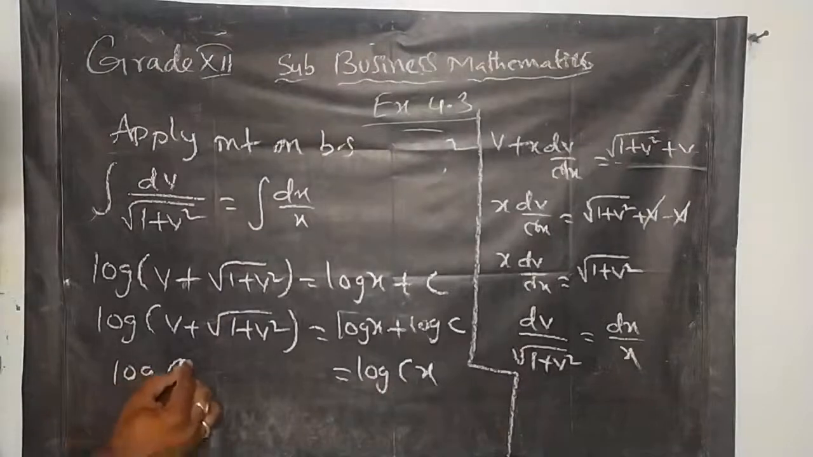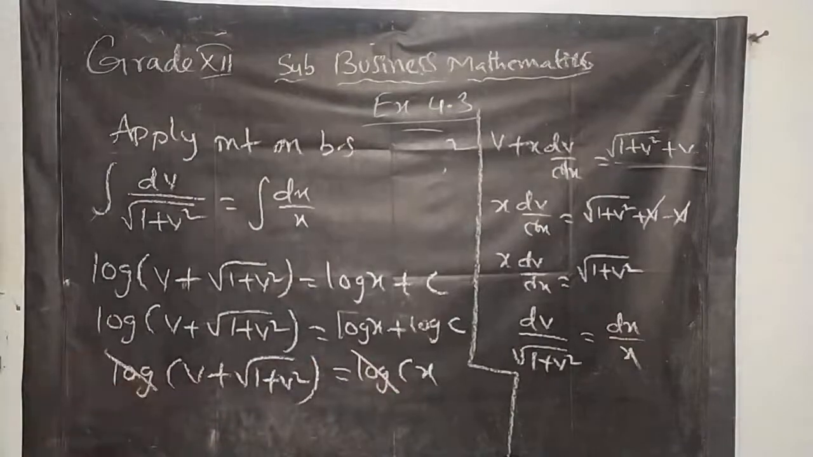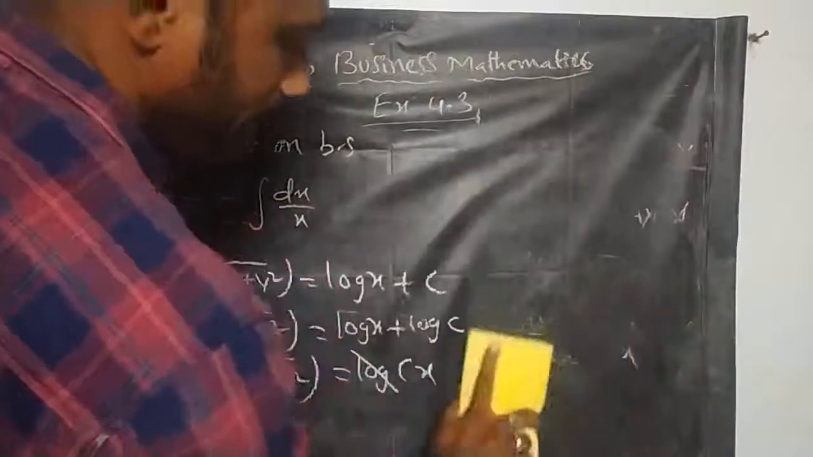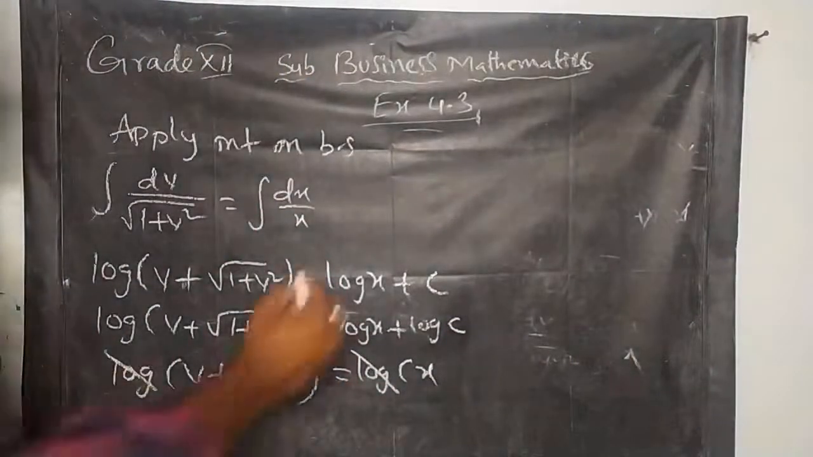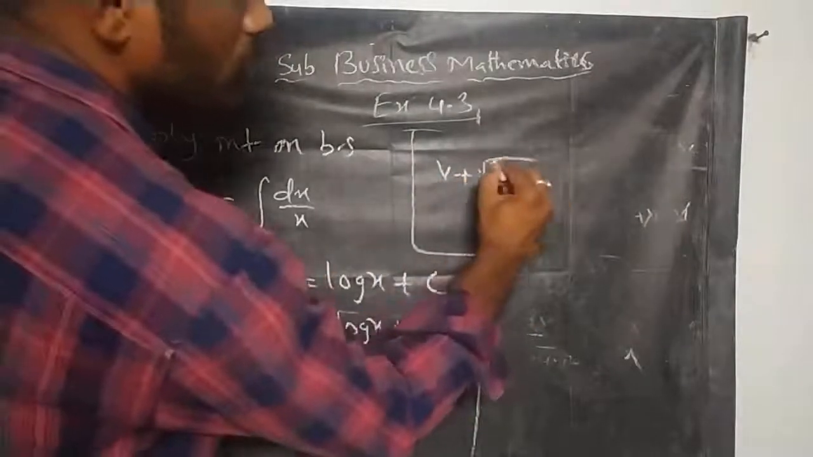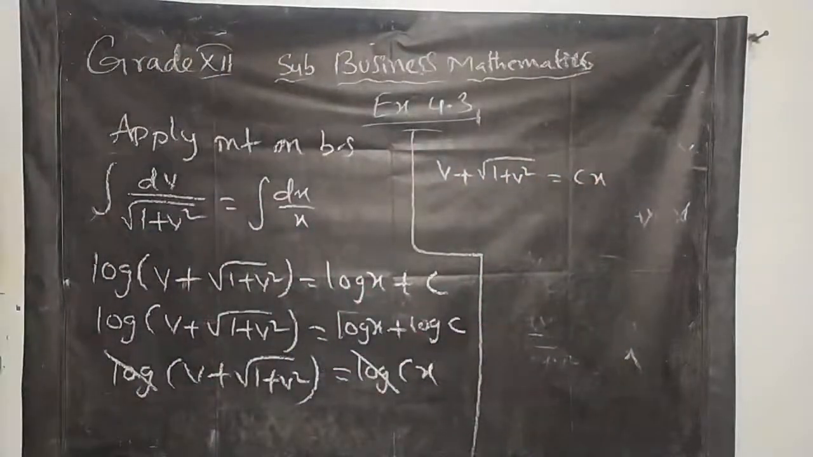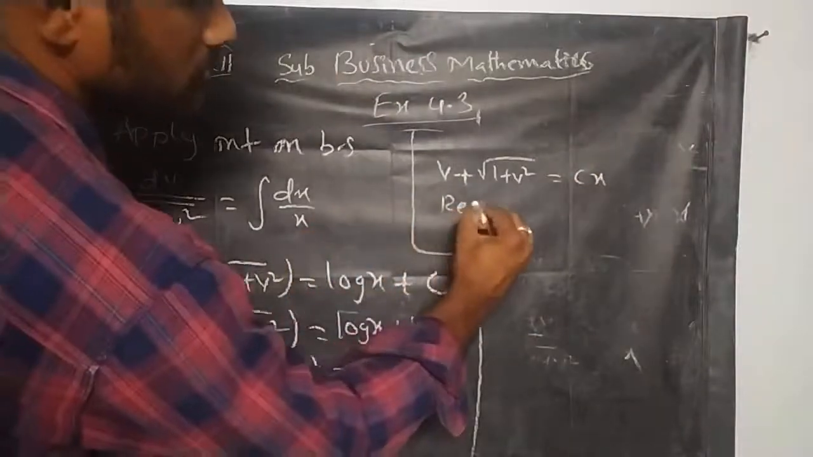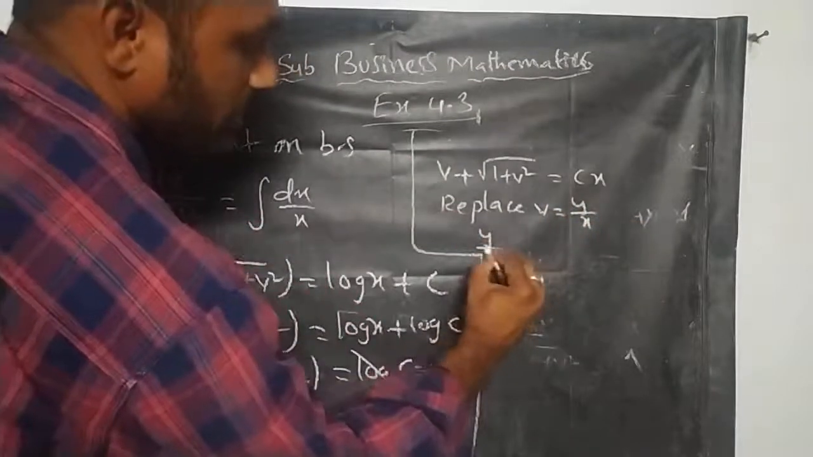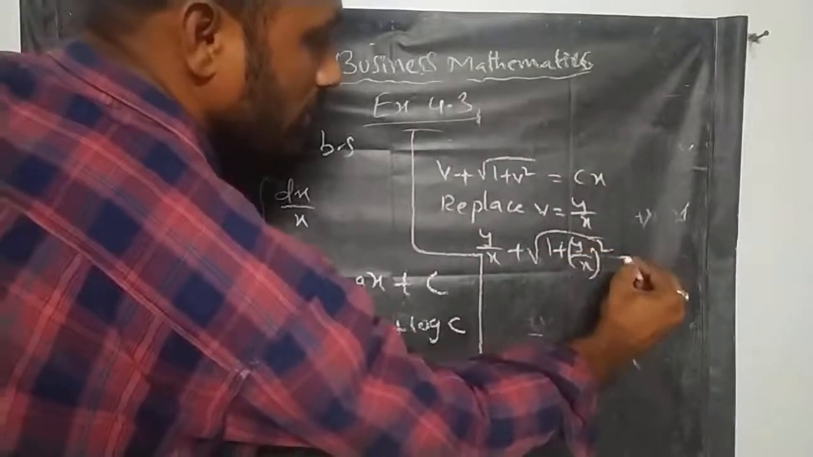Here it will be log of v plus root of 1 plus v square. So log gets cancelled. So the remaining terms v plus root of 1 plus v square is equals to cx. So now replace v by y by x. So it will become y by x plus root of 1 plus y by x whole square is equals to cx.